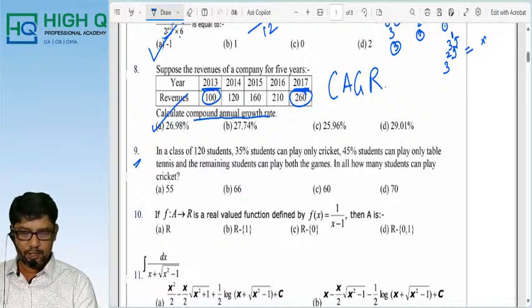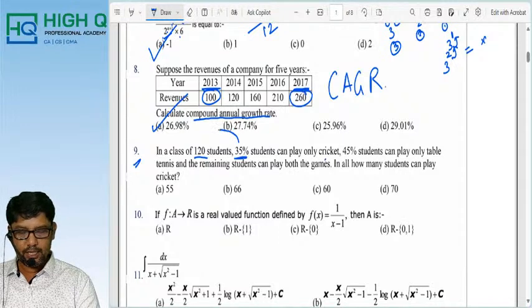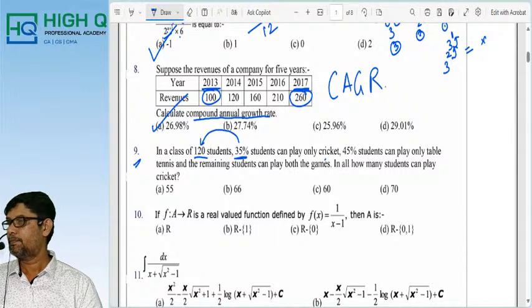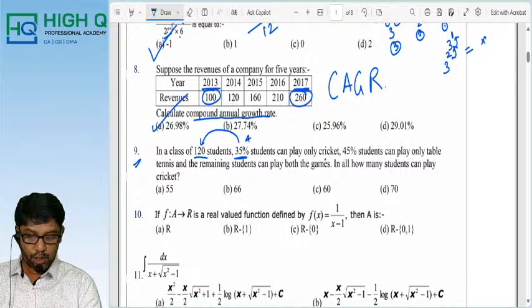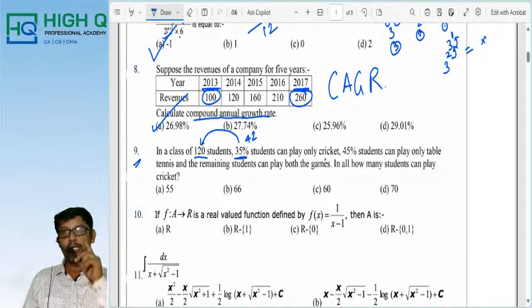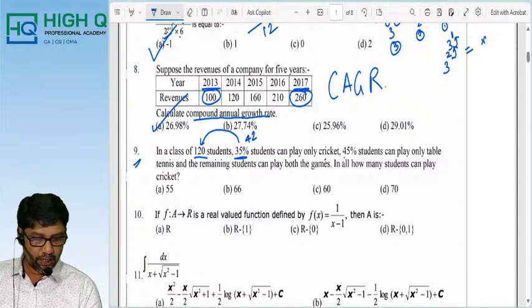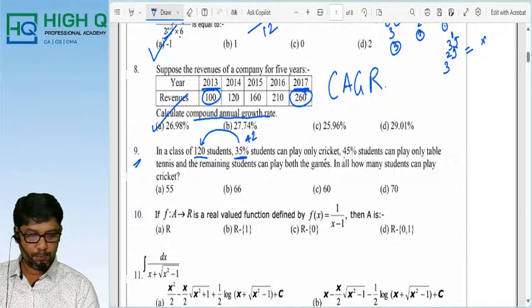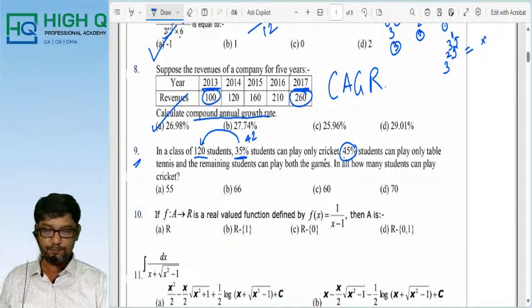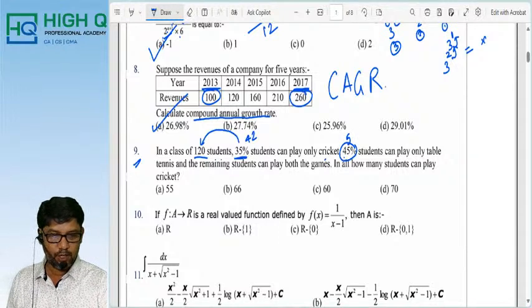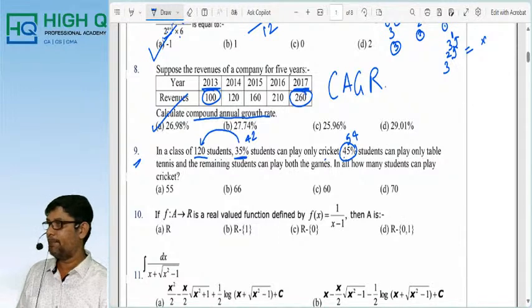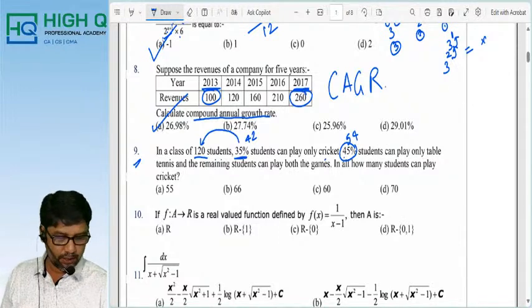In a class, 120 students, 35% can play only cricket. So tell me, what is 35% of 120? Use calculator. 42. So 42 students can play only cricket. Next, 45% can play only table tennis. So 45% of 120 is what? 54. Monique Chellakutti got the answer. 54. Am I right, my dear? Yes, that's it. Now look at this.